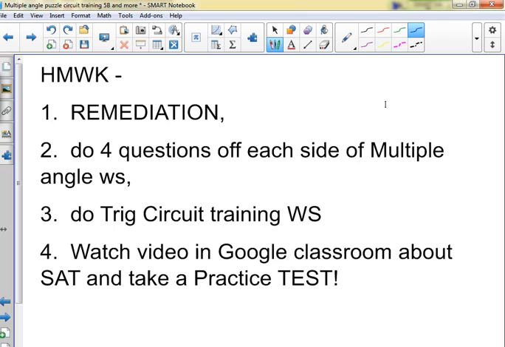So your homework. Whatever remediation and retakes you need to get done, do 4 questions off each side of that multiple angle worksheet. Please, not the 4 we just did, or 2 or 3 we just did. And you do 4 on each side for practice. Okay? You don't have to do the whole worksheet. If you want to do the puzzle because it's going to kill you to not do all of them, go right ahead. Do the circuit training worksheet. Again, I would be okay with you just doing 5 or 6 questions on there. You don't have to do the whole circuit training thing, but if you don't, it's not going to check. Do you know what I'm saying? But I'm okay with you just doing 5 or 6 questions.